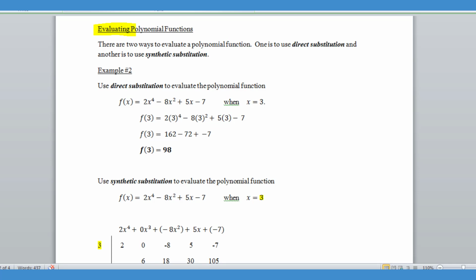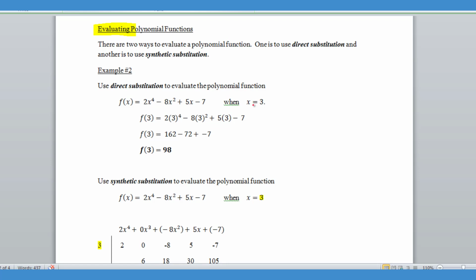Now you're probably comfortable doing this with a linear function and now with a quadratic function, but this is going to take on a different level with higher degree polynomials. So we'll start with example number 2. Now you notice we have now identified the substitution method for evaluating into two different methods. And we'll start with the one that you already know, which is the direct substitution method.